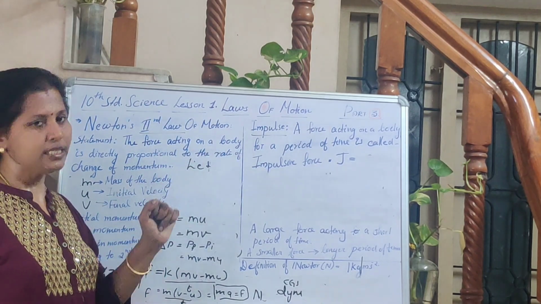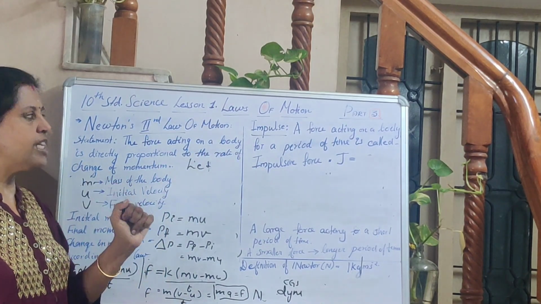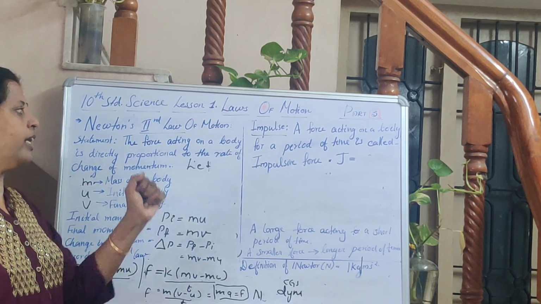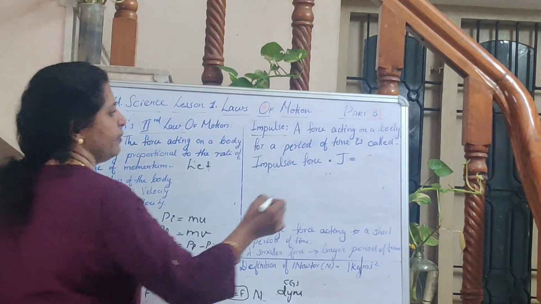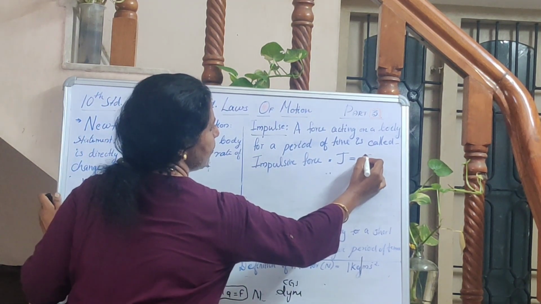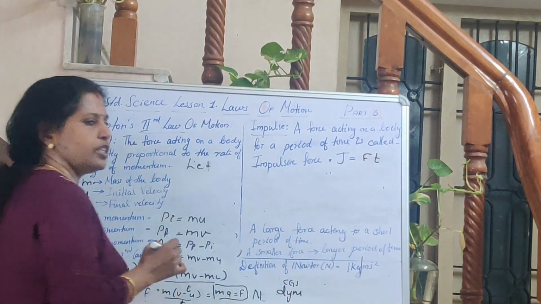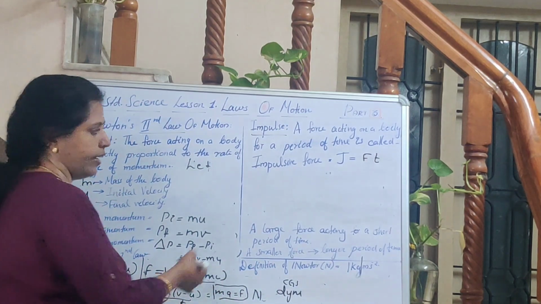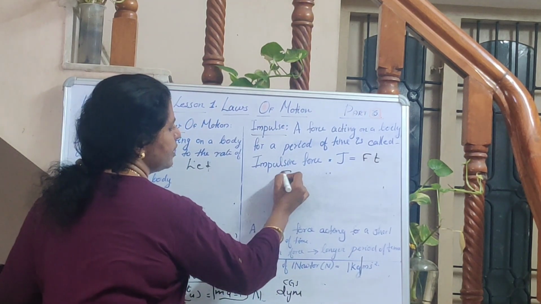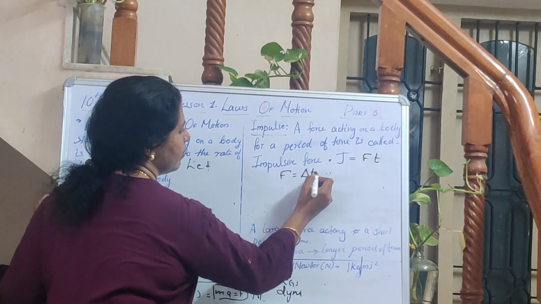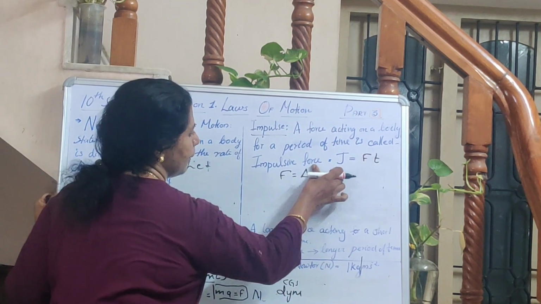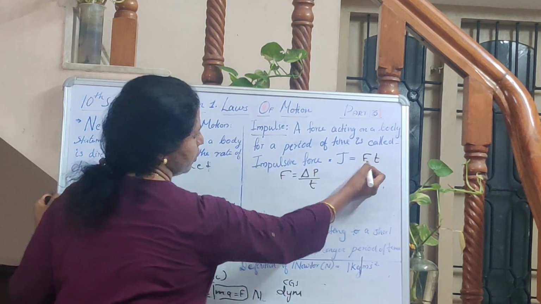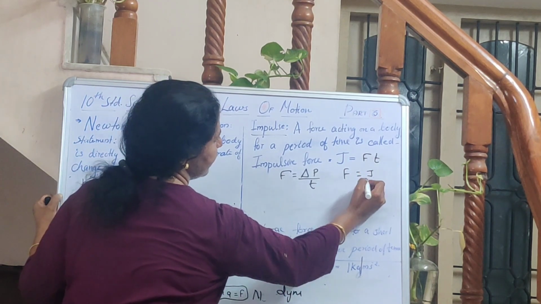Then we'll see what is impulse. A force acting on a body for a period of time is called the impulsive force. So we can write it as J is equal to force into time. And according to Newton's second law of motion, F is equal to change in momentum, delta p, divided by t. Here also F, and here F is equal to J divided by t.